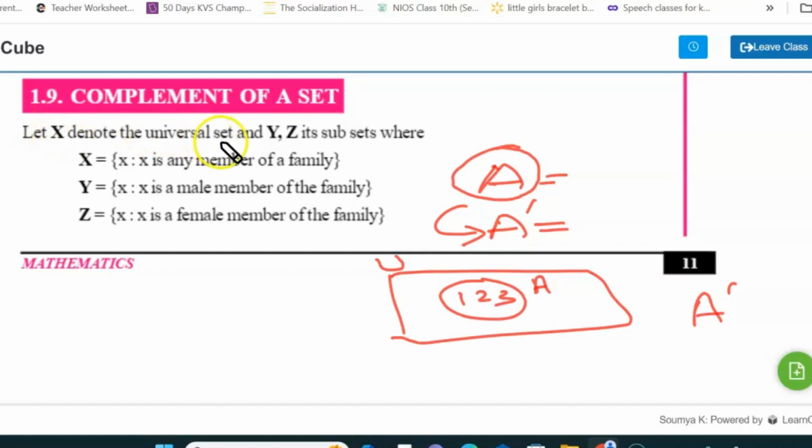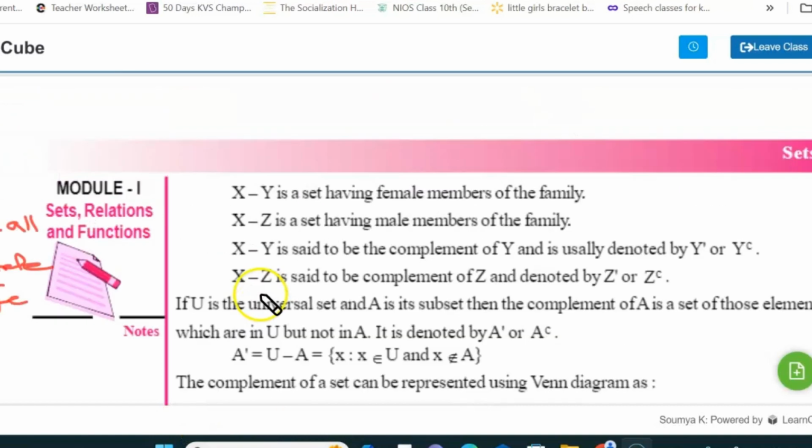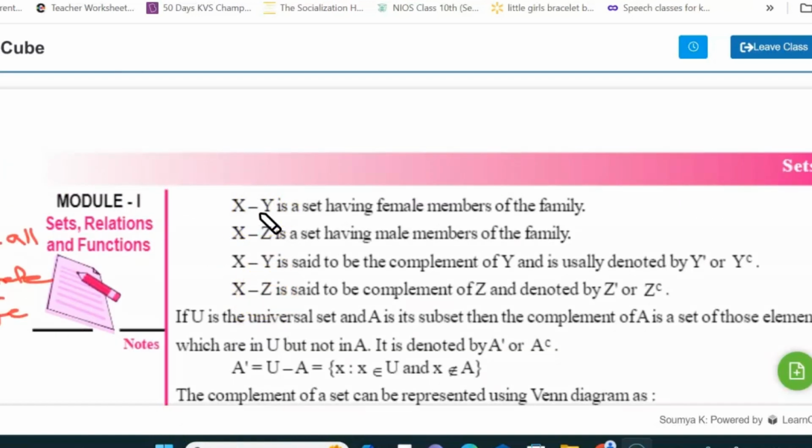Let X denote the universal set and Y and Z are its subsets, where X is the set of all members of a family, Y represents male members, and Z represents female members of the family. So X represents all the members, Y the male members, and Z the female members. X minus Y is all members minus the male members. That means you will get the female members of the family. If you take X minus Z, it will be the male members because you have subtracted the female members from the universal set. Here X minus Y is said to be the complement of Y.